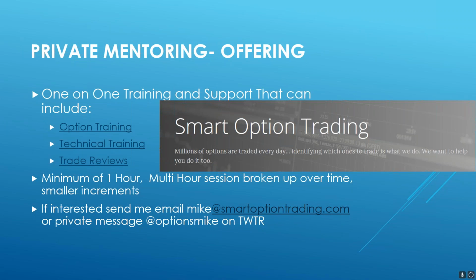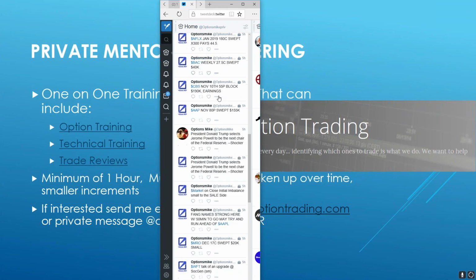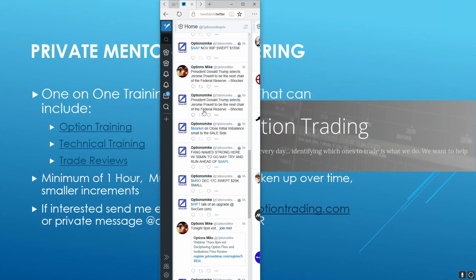I use Twitter in a very simple way to communicate because I can post things real time. If you have TweetDeck, it'll automatically scroll up for you. This is an example, and it automatically refreshes for you. You don't have to go and look at it, and you'll see all the flow and everything going on throughout the day. You'll see news coming in off my news feed here, imbalance stuff.